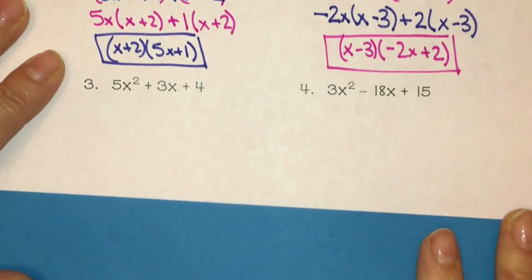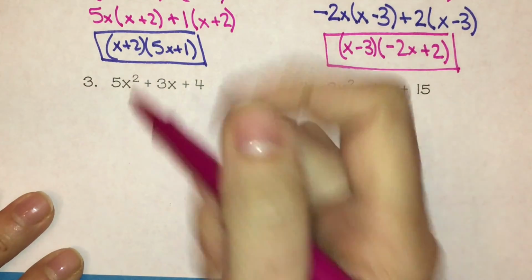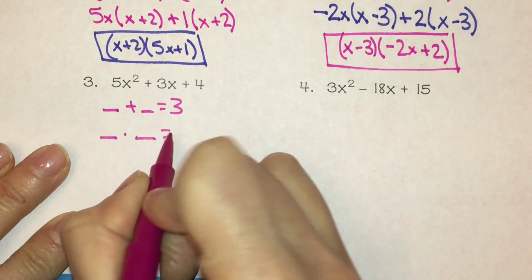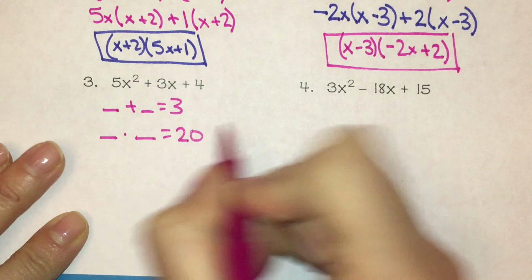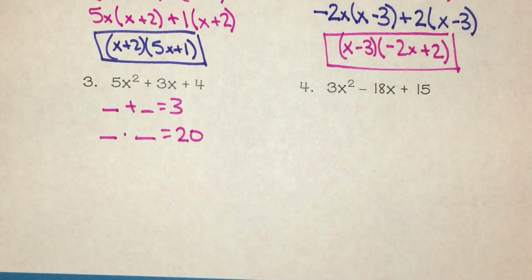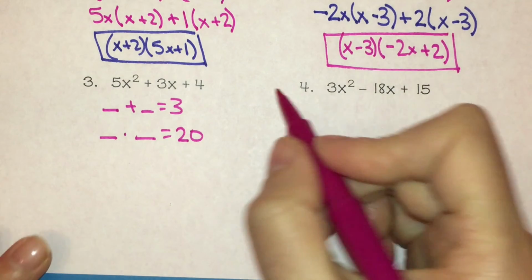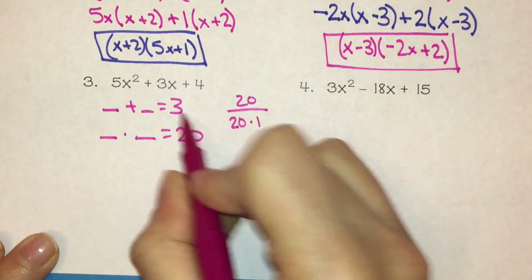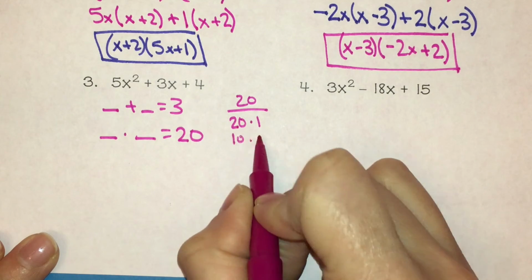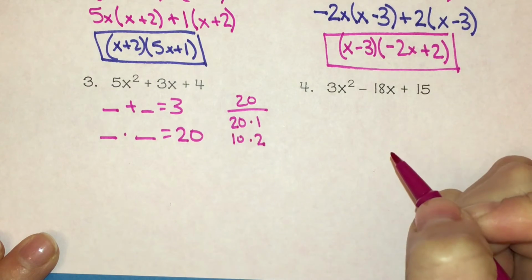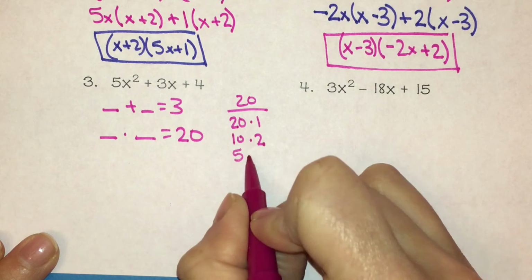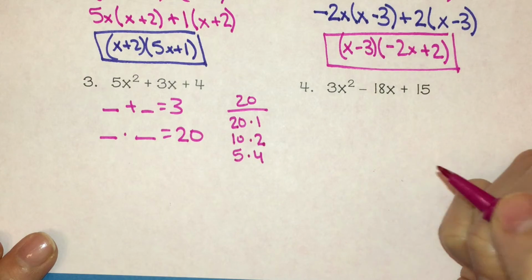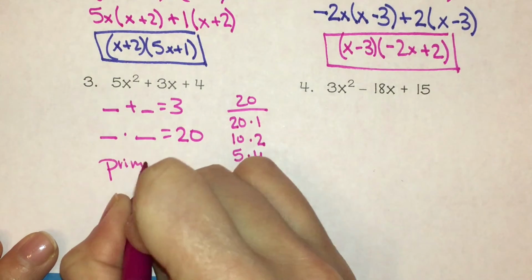All right, last two. To figure out what we can add together to equal 3, multiply together to equal 5 times 4 is 20. All right, so in this case, we look at the factors of 20. 20 times 1, well, that won't give me 3. We have 10 times 2, that won't give me 3. We have 5 times 4, that won't give me 3 when I add them together. So this one is also prime.